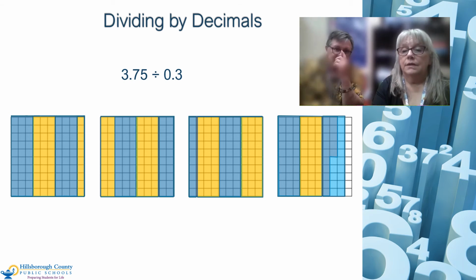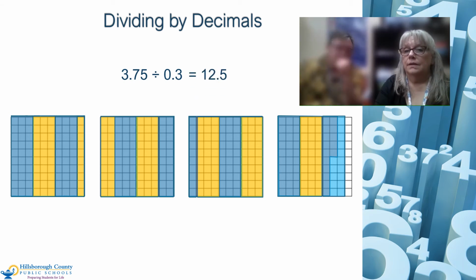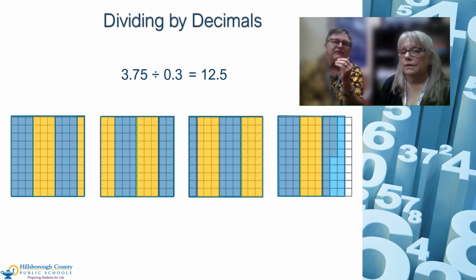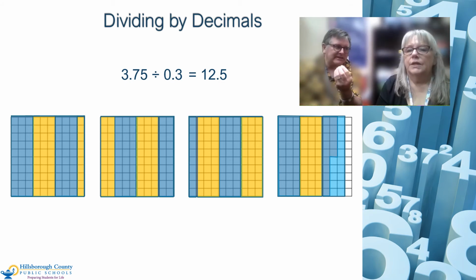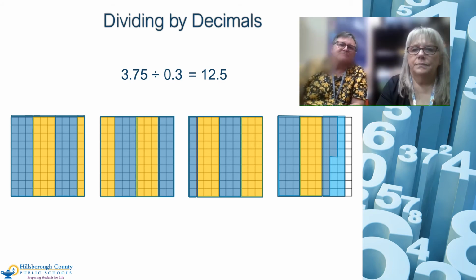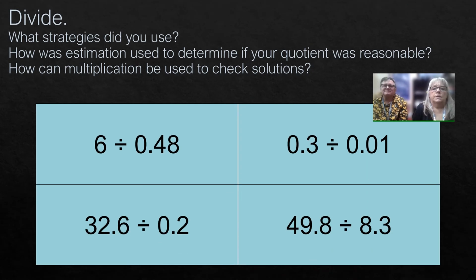And I think that's what's really critical, is what you just said there, that 5/10 is half of the divisor, or the size of the group, 3/10. Correct. So now I want to go back to the task that you worked on at the beginning of this presentation and think about what strategies they might have used and how estimation can come into play. Daryl, talk me through that first one, 6 divided by 48 hundredths.